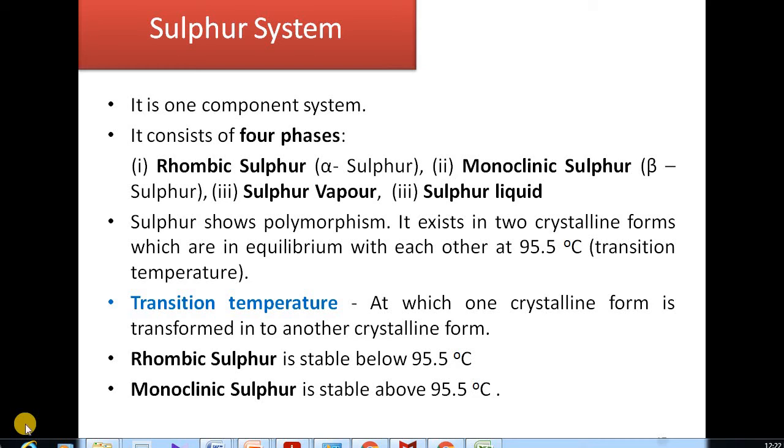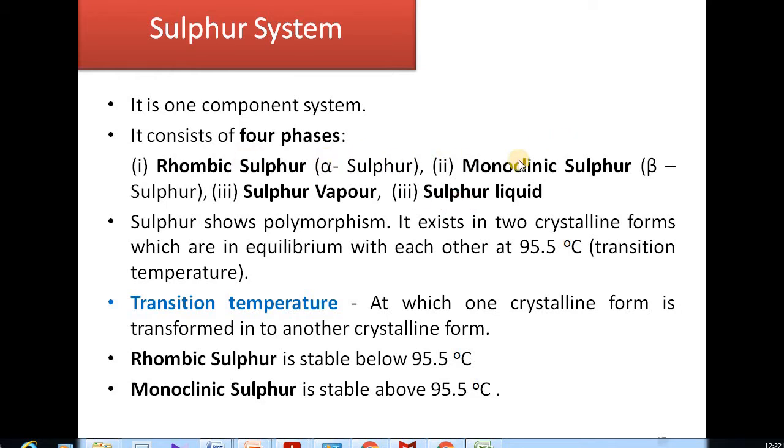Good morning, students. In today's lecture, we will discuss the phase diagram of sulfur system, which is a one component system. The various phases that will be present in the phase diagram of sulfur system are rhombic sulfur, which is also known as alpha sulfur, monoclinic sulfur, which is also called beta sulfur, sulfur vapor, and sulfur liquid.